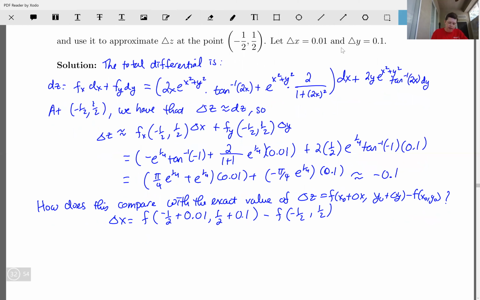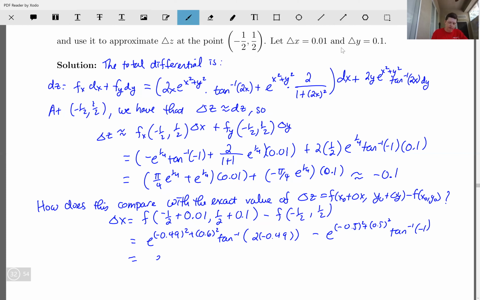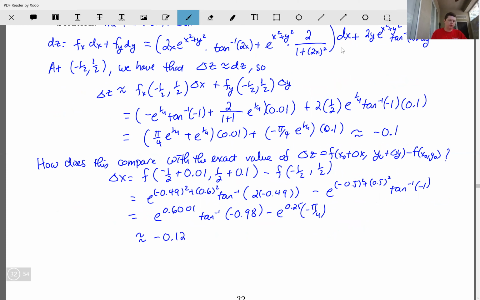So that's going to be e to the negative 0.49 squared plus 0.6 squared times the inverse tangent of 2 times negative 0.49, minus e to the negative 0.5 squared plus 0.5 squared, inverse tangent of negative 1, which is e to the 0.6001 inverse tangent negative 0.98 minus e to the 0.25 times minus pi over 4. And the calculator says this is approximately negative 0.12. So it's not too bad. How good the approximation is going to be is going to depend on how smooth our curve is.